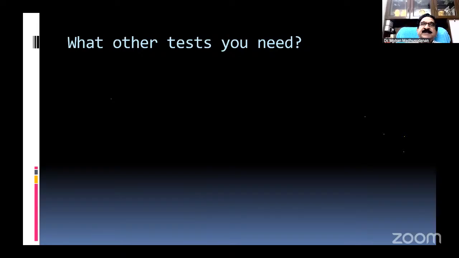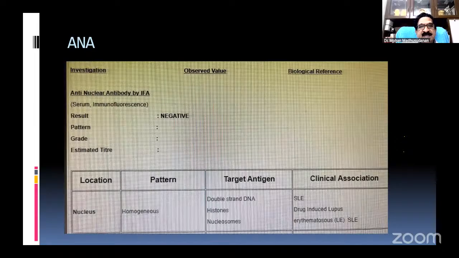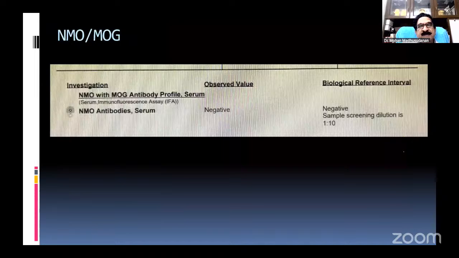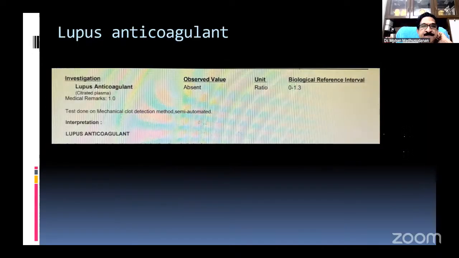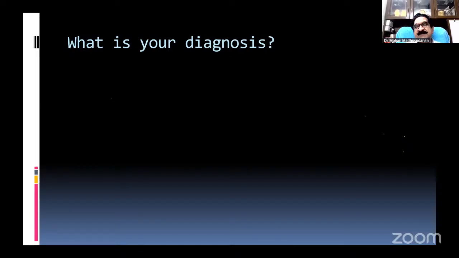Now, what are the tests you need? This is in MOG, no? So the tests were done. ANA profile was done, which is negative. MOG antibody negative, NMO negative. ACE angiotensin is negative. In fact, there is no contrast and that's unlikely to be sarcoid. Lupus anticoagulant was negative. Cardiolipin antibodies were negative. Now, what do you think? What do you test for a diagnosis now?